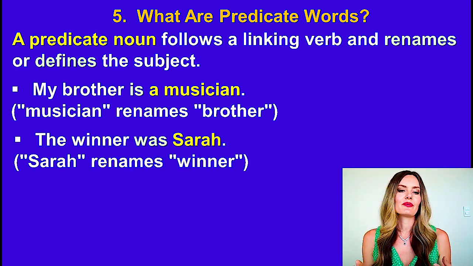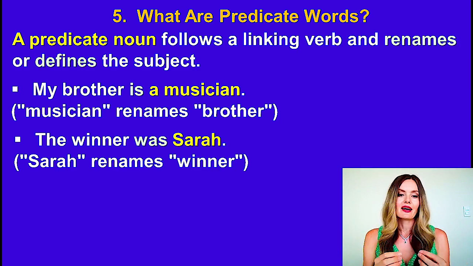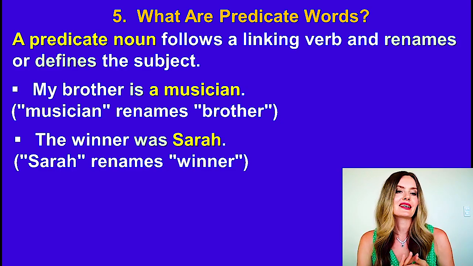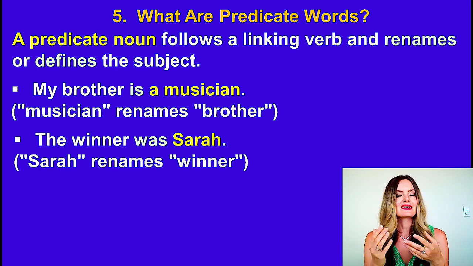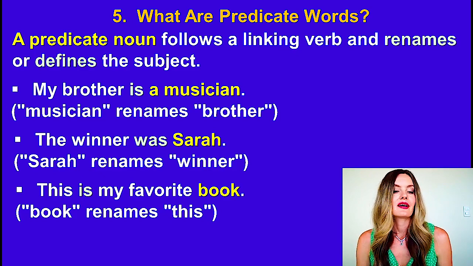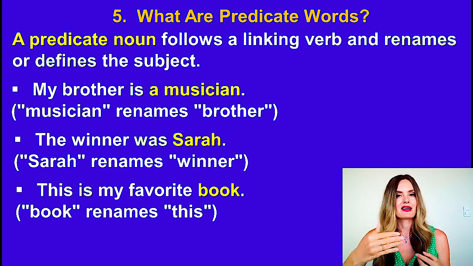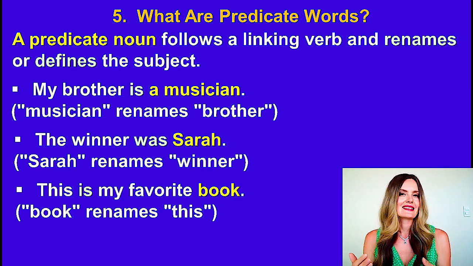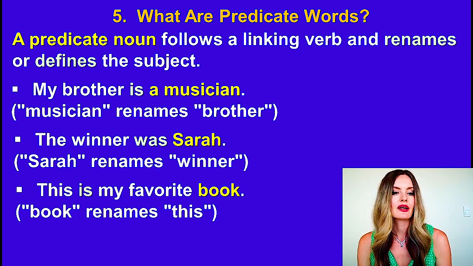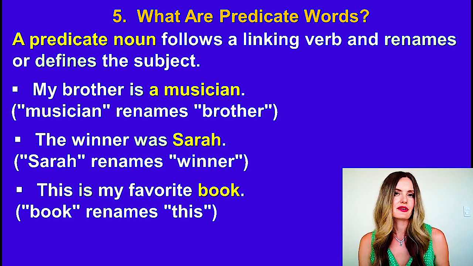Or another example, the winner was Sarah. Sarah renames winner. So Sarah is a predicate noun, and was is a linking verb. This is my favorite book. Book renames this. Is is a linking verb, and book is a predicate noun.